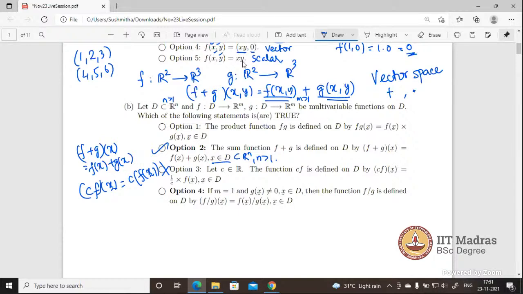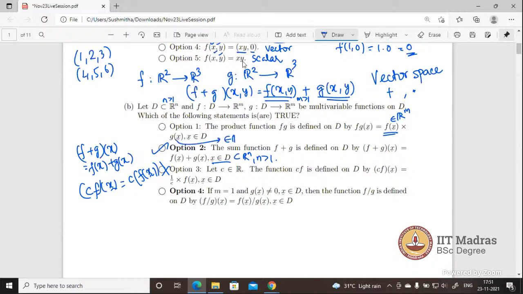Now let's get to option 1. The product function f into g is defined by this. Is it right? f of x into g of x. It's not right because multiplication doesn't work. Exactly. What is f of x? F of x is a vector in Rm, right? F of x belongs to Rm.